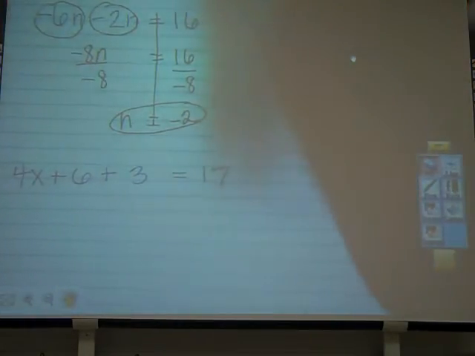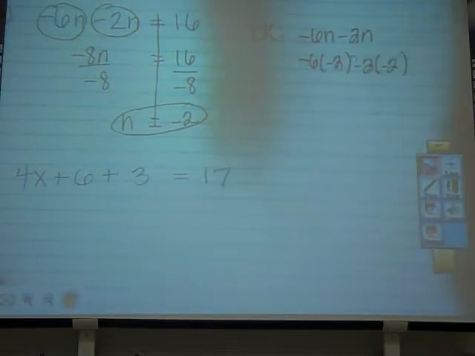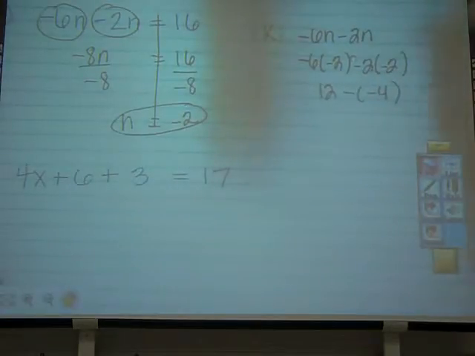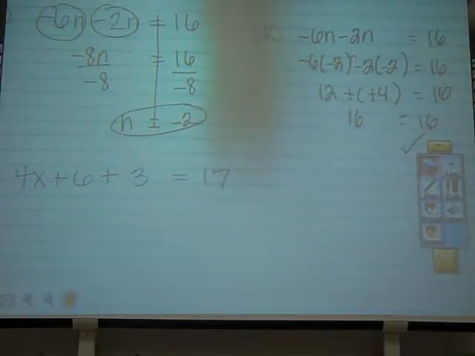All right, for this check, we're going to do just the left-hand side. Replace your variables with negative 2. Now do the multiplication first. You have 12 minus negative 4. Do leave, change, change, which gives you 16. Now on the other side you have this equal to 16, which means that it does work. Don't forget your leave, change, change.